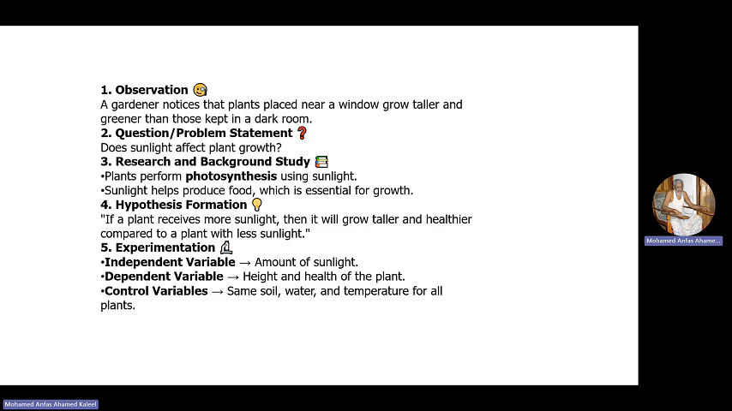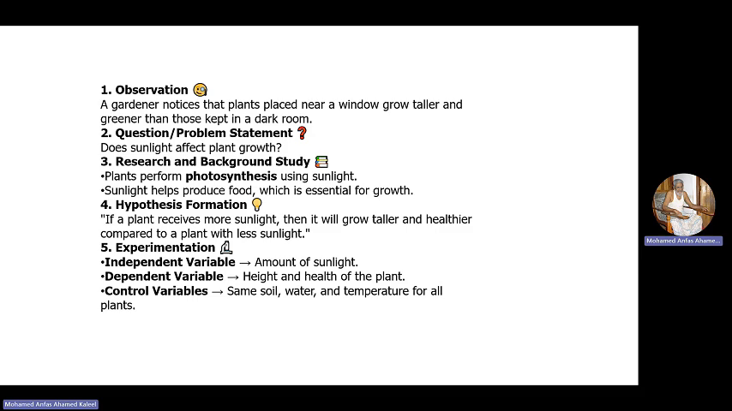How do we develop this? The question is now: does sunlight affect plant growth? This is the question from the gardener. Next, research and background study. Using previous research and background study, we know that plants perform photosynthesis using sunlight. Sunlight helps produce food, which is essential for growth.